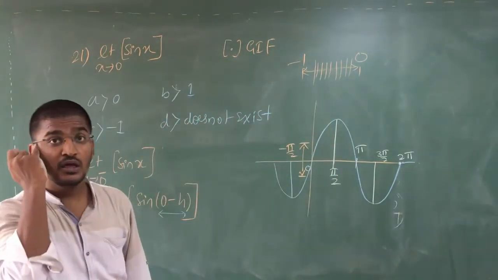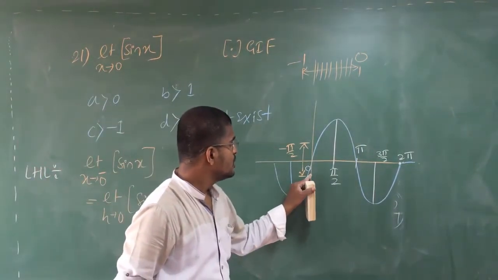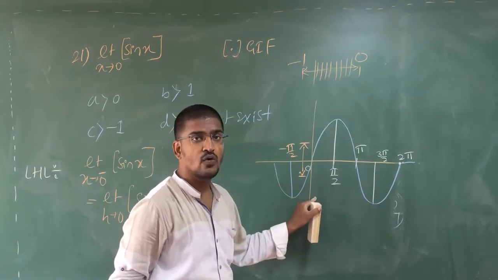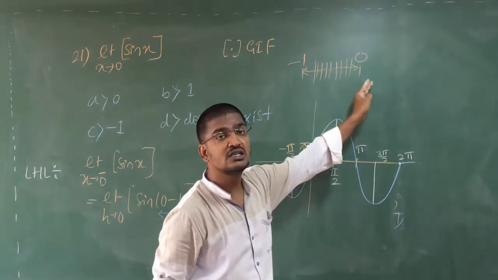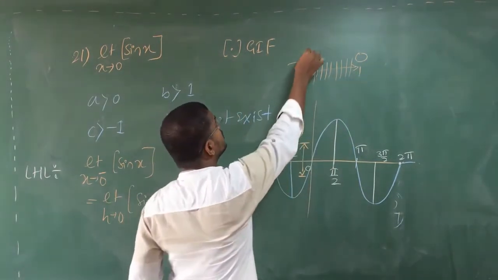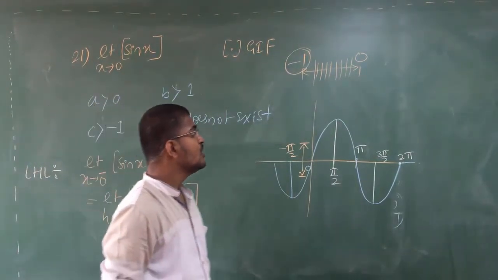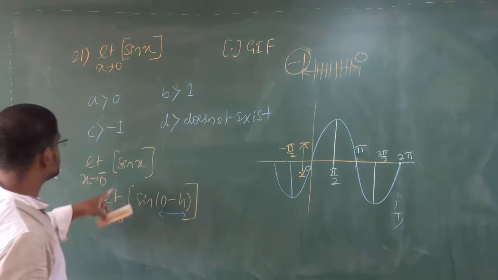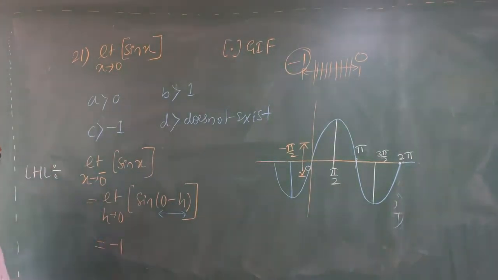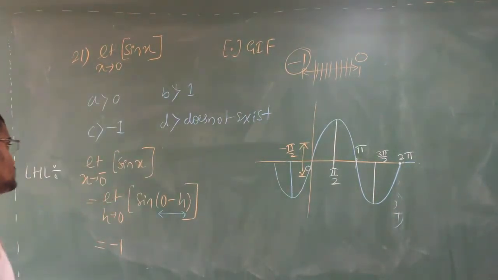Are you clear? If I go for 0 minus h, it will be in between minus pi by 2 and 0. So that is minus 1 and 0. It is in between minus 1 and 0, means your output will be minus 1. Your output will be minus 1 for the greatest integer of sin x. So here it is minus 1 for the greatest integer of sin of 0 minus h.